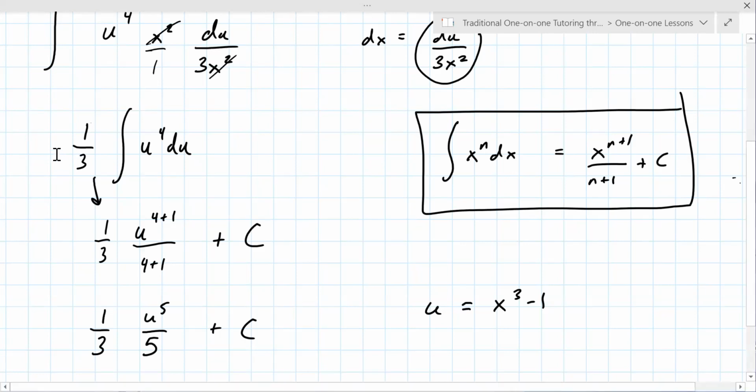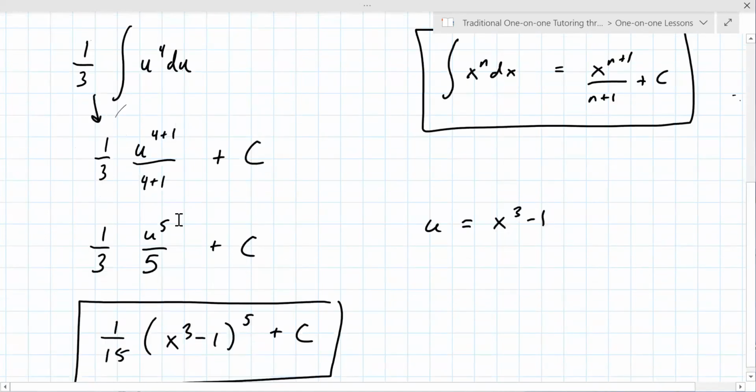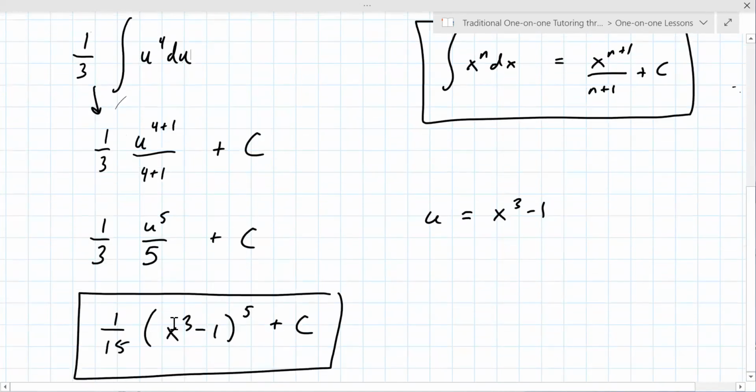And the one third, what happens to the integral that was there between the one? When you apply the power rule, the integral goes away. Okay. Then the answer is 1/3 u to the fifth over five plus c. That's right, but you have to back substitute your u. You can't leave it with u. If you leave it with u, you'll get 3 points off out of 10, because you didn't back substitute.